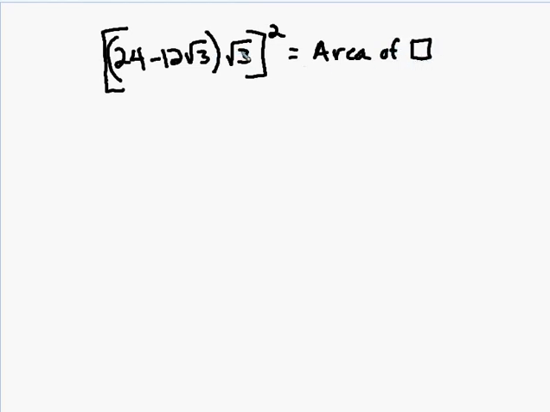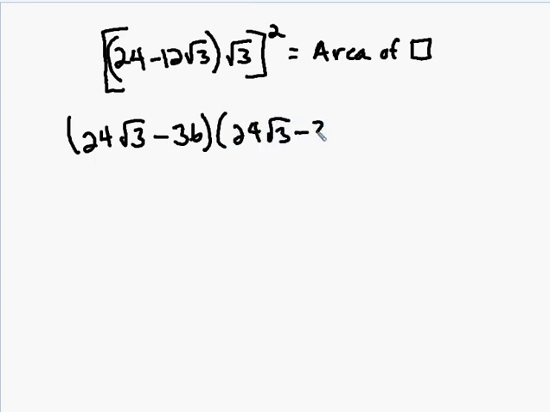So first what I want to do is multiply root 3, distribute it at both values. 24 root 3 minus 12 root 3 times root 3 is going to be minus 12 times 3, or 36. And now we're going to square this value. So let's write this whole thing out. I'm going to take off the square here. And we're going to multiply this by 24 root 3 minus 36.